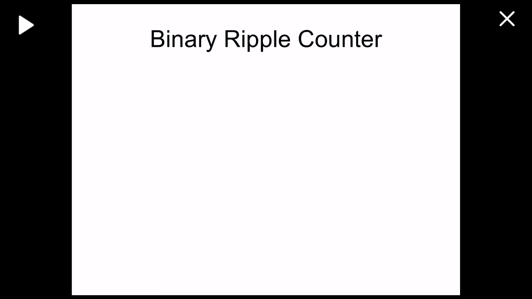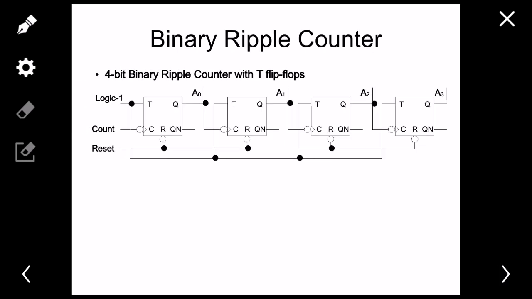Hello. Okay, today we'll be talking more about ripple counters. So let's begin. I'll give you an example of a 4-bit binary ripple counter. In my previous lecture I talked about the 2-bit binary ripple counter and how it functions. In a similar manner, this 4-bit binary ripple counter with T flip-flops will work. You can see that it's the same thing.